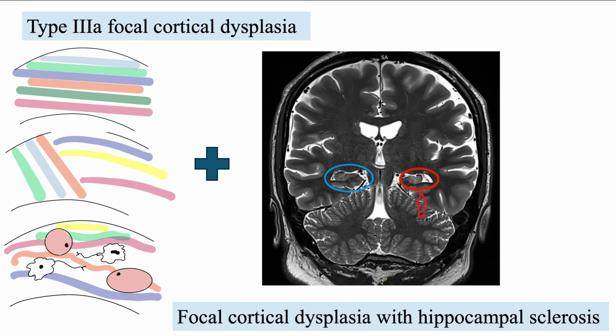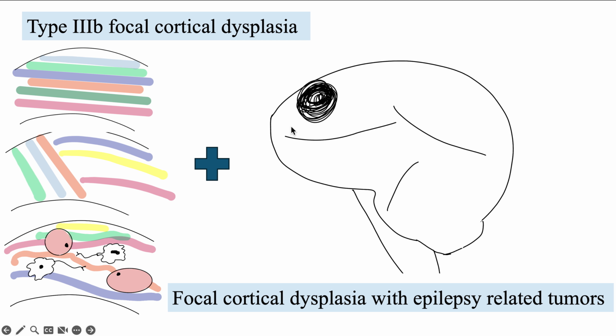The next is type 3. Type 3 is focal cortical dysplasia with associated conditions. There are four major conditions. The first one is type 3A, focal cortical dysplasia with hippocampal sclerosis.